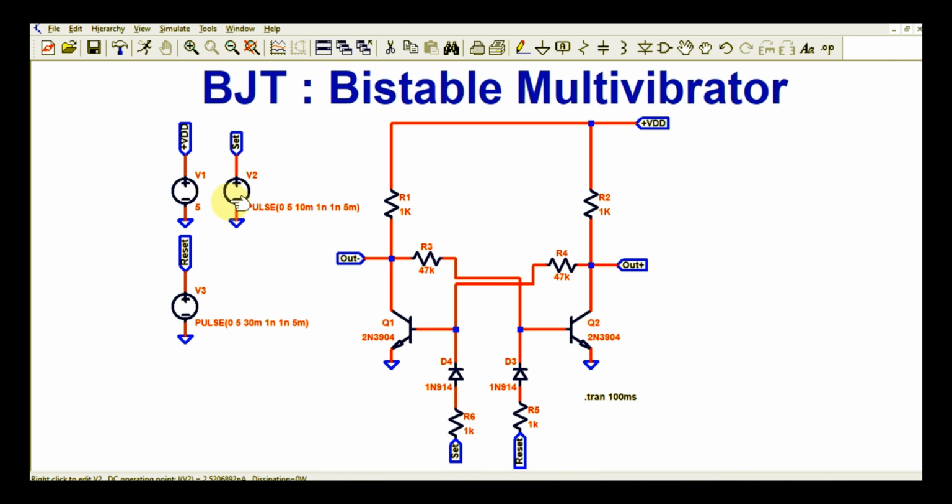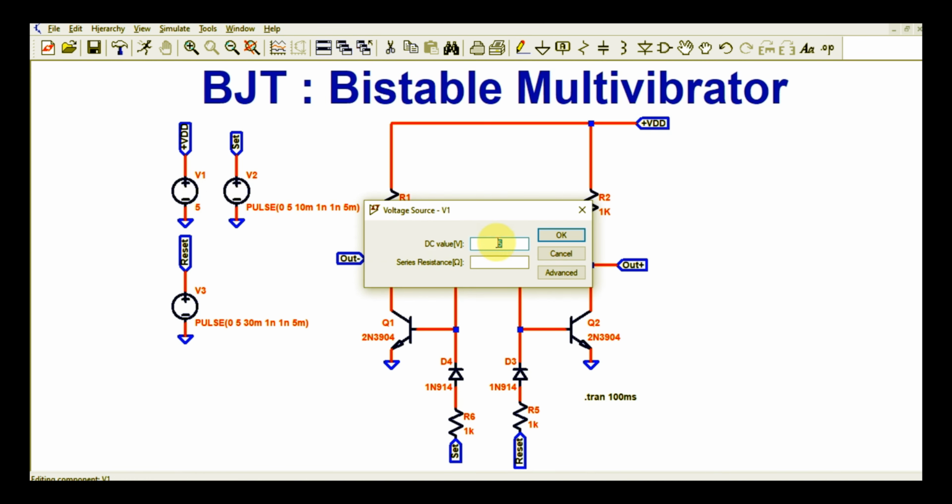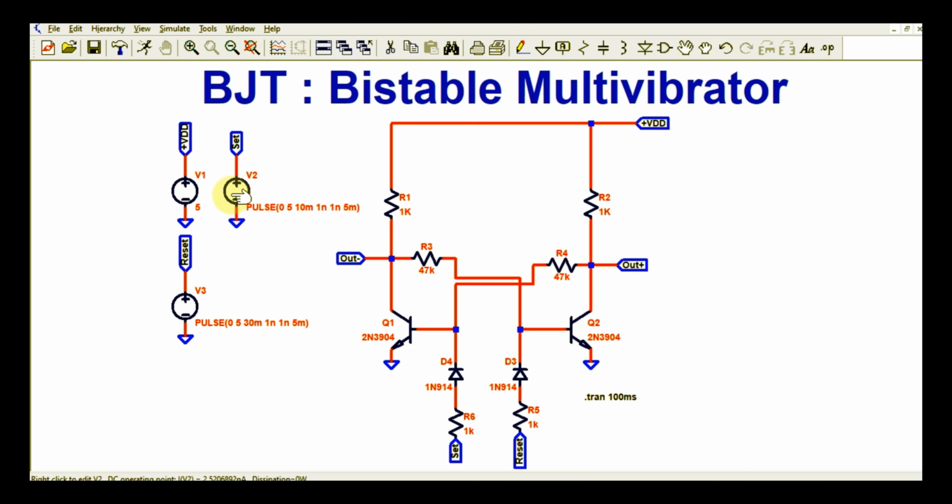Now let us understand the voltage sources. This is VDD, which is given directly as 5 volt. Okay, this VDD is 5 volt, and this is voltage source 2, which I named as set. This is connected to here, so you can see the net of these two is the same, that is set and set.